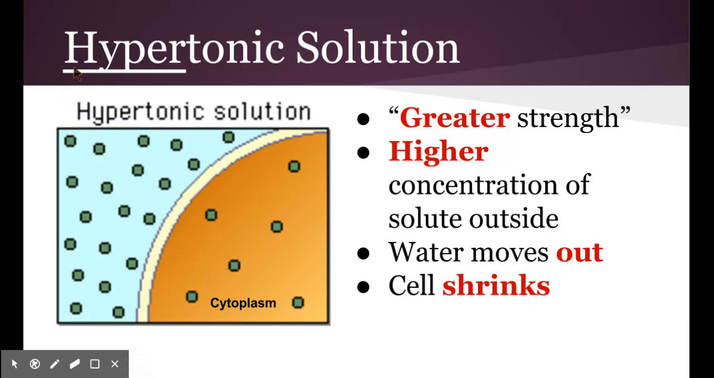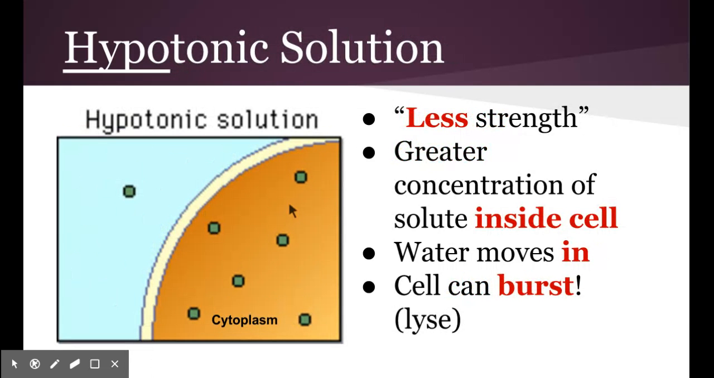I always think of this like when you're hyper, it means you have too much energy. When the solution is hypertonic, it means it has too much stuff or too much solute dissolved in it. In this case, water is going to move out of the cell to try and make equilibrium. It's going to move out of the cell to spread out and dilute the amount of solute. When water moves out of our cell, the cell is going to shrink because it's got less water inside the cell.